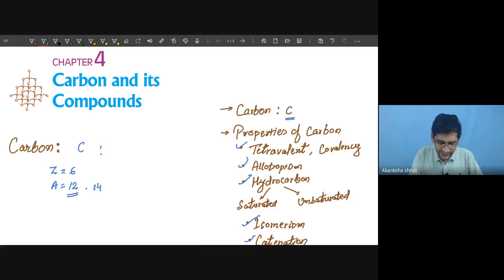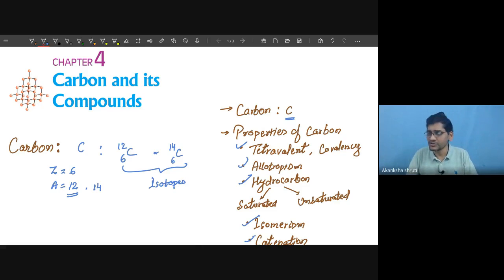So the carbon 6 and 12, this is the denotation. Or if we consider the 14, the atomic number always remains the same. So 6 and 14. So these two are isotopes of each other. We have learned isotopes are those atoms of the same element having the same atomic number but different mass number. This different mass number is due to the difference in the number of neutrons present in their nucleus.